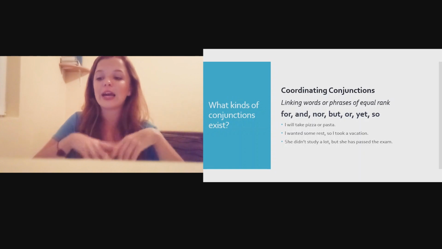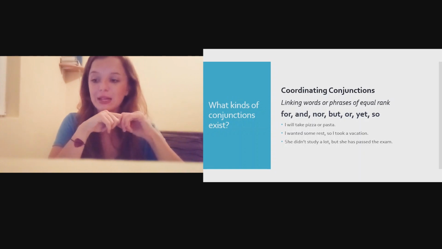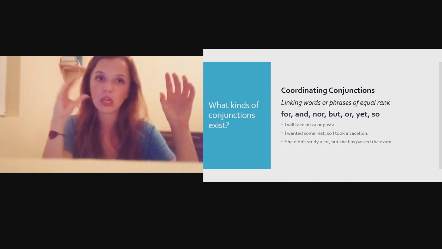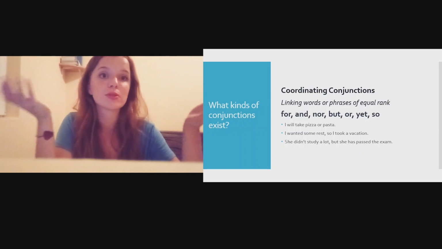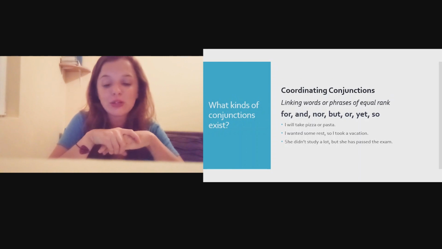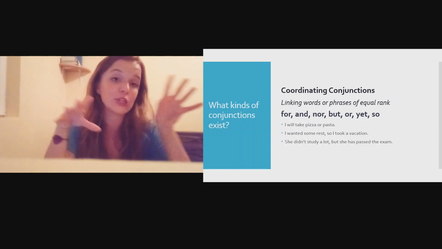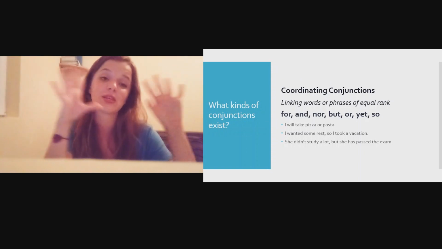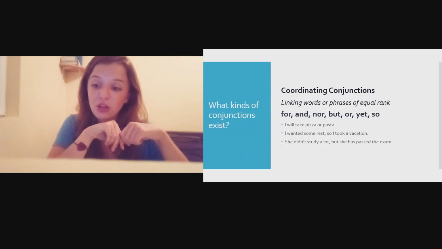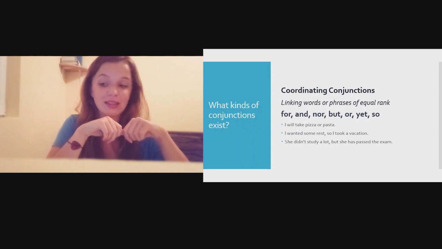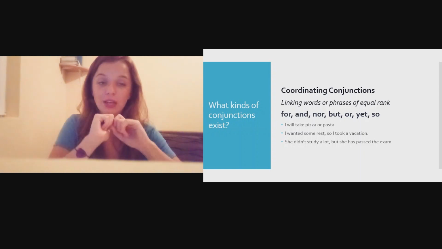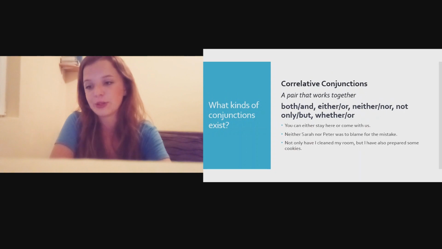So we can say, I will take pizza or pasta. They're equal in the use. They're equal in the function they serve in the sentence. I wanted some rest, so I took a vacation. You have I wanted some rest, I took a vacation. To separate sentences, to separate phrases, they're linked together by so. She didn't study a lot, but she has passed the exam. So she didn't study a lot, she has passed the exam, but connects these two together.